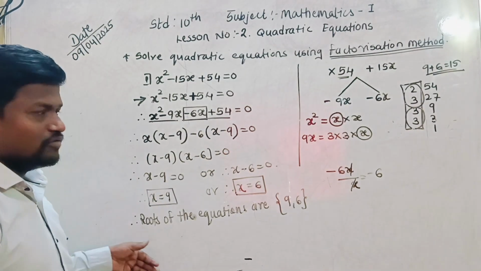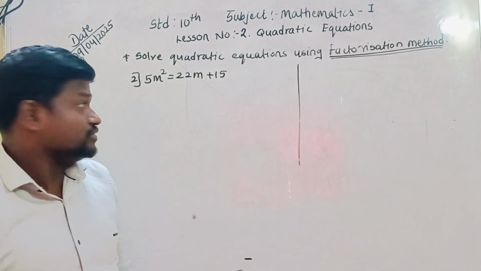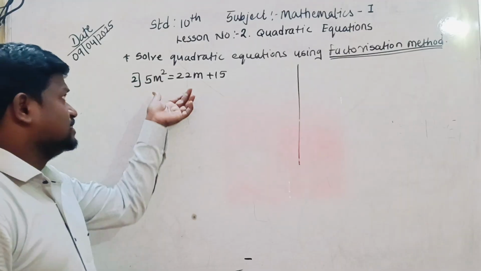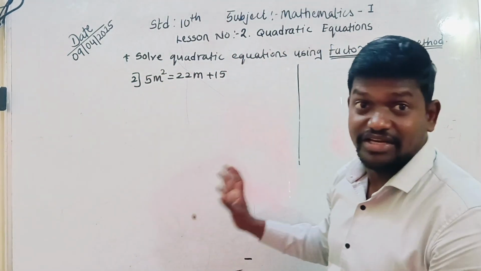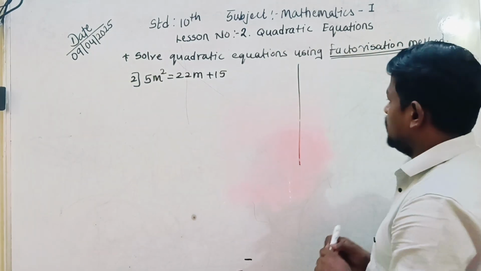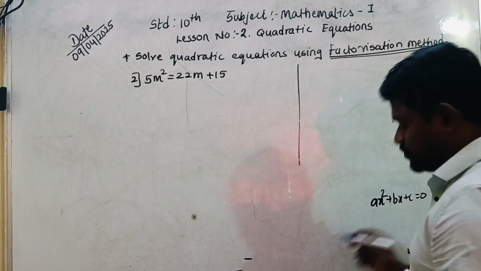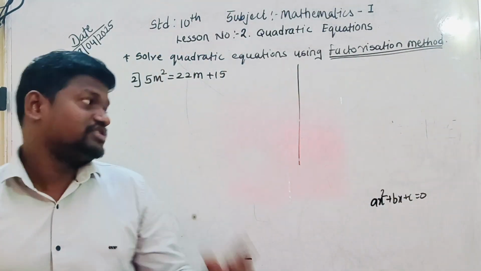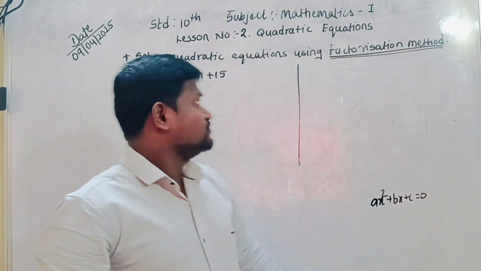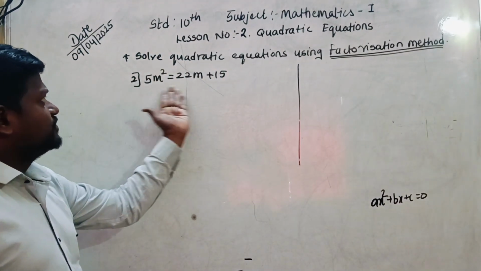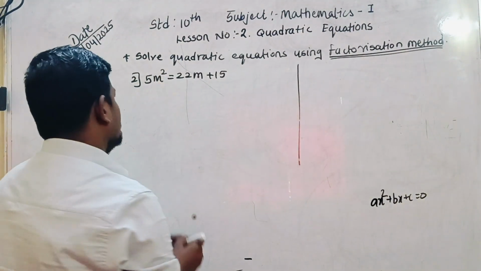Okay, so write down first. Next example is this. I said we have to check whether the equation is in standard form or not. So again I write down here ax square plus bx plus c is equal to 0. This is our standard form. All our questions in this method we have to arrange in this standard form. Here, our equation is not in standard form, so we have to arrange it first in such form.